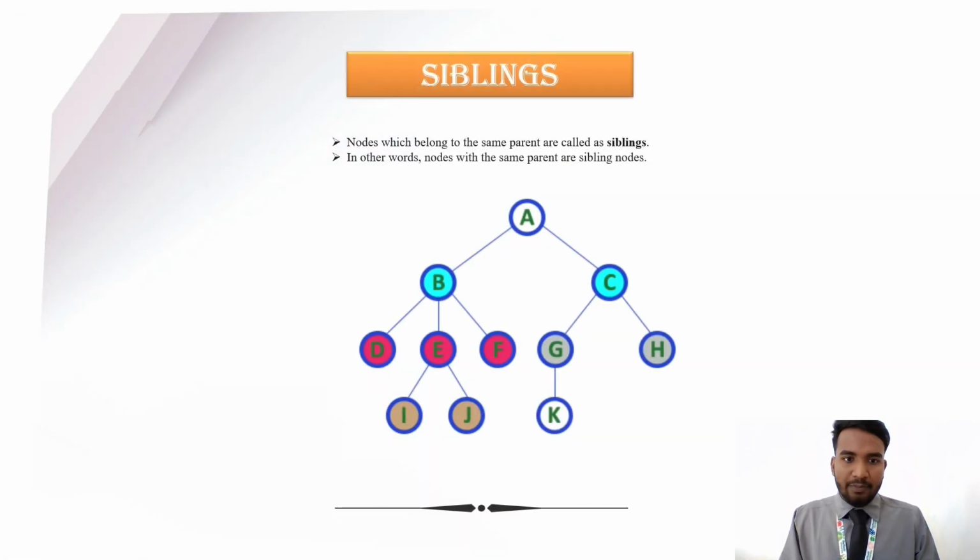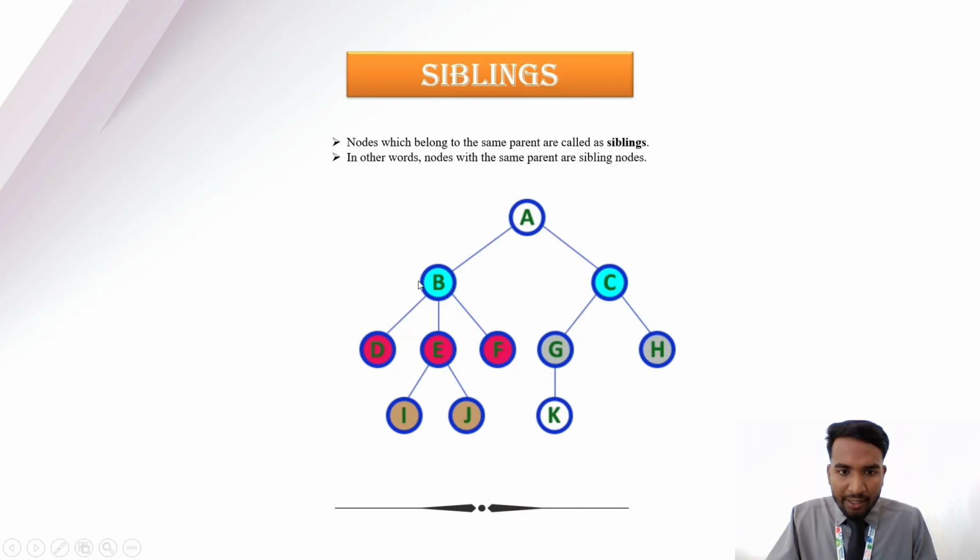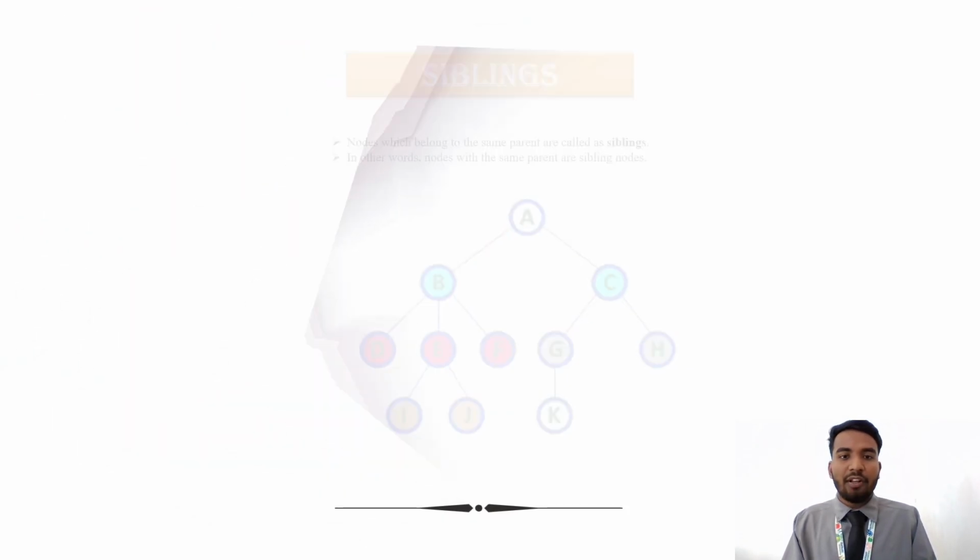And the next one is siblings. Nodes which belong to the same parent are called siblings. In other words, the nodes with the same parent are sibling nodes. Here in this tree, D, E, F are siblings because they originate from this node, and this node is B. In the same way, B and C are also siblings because these two nodes originate from this common node. In the next slide, I would like to discuss the leaf node.